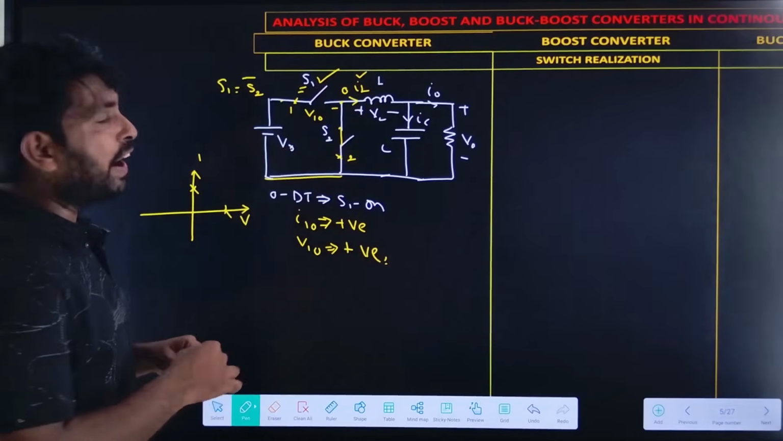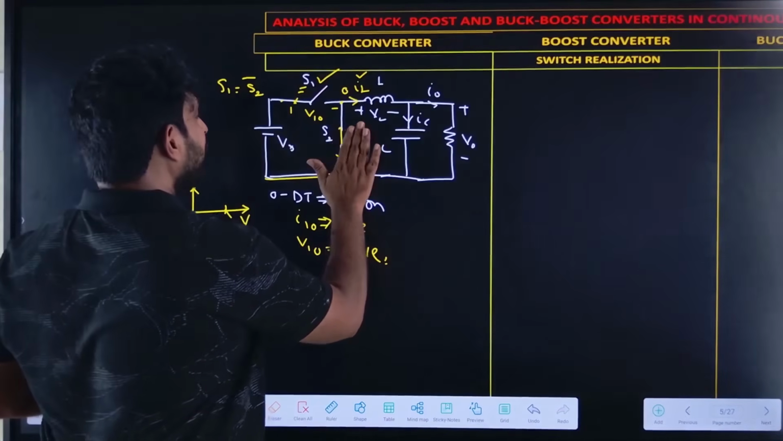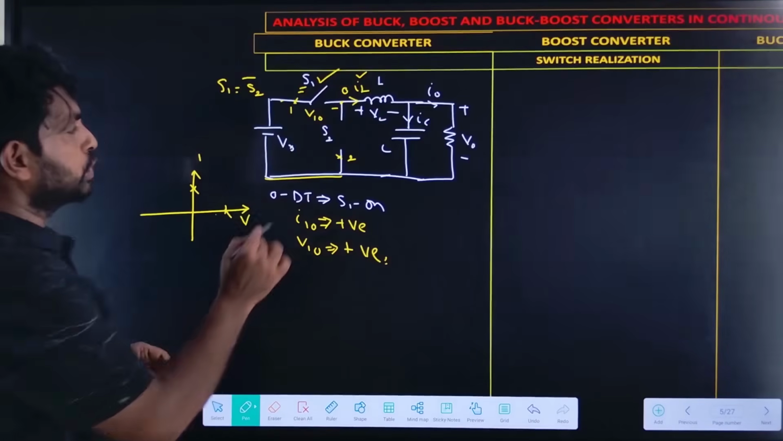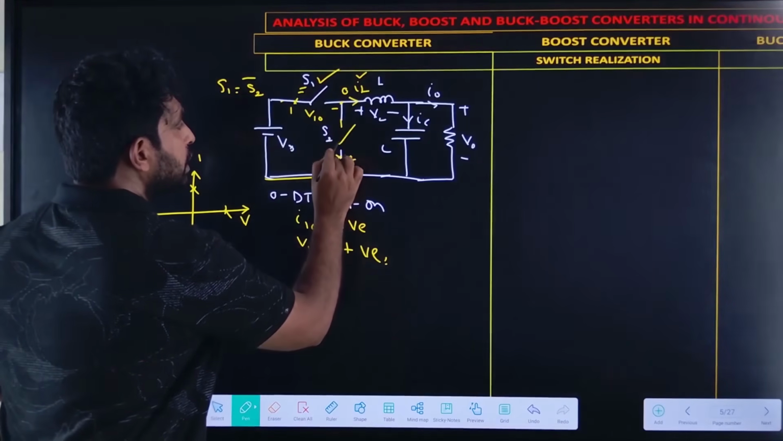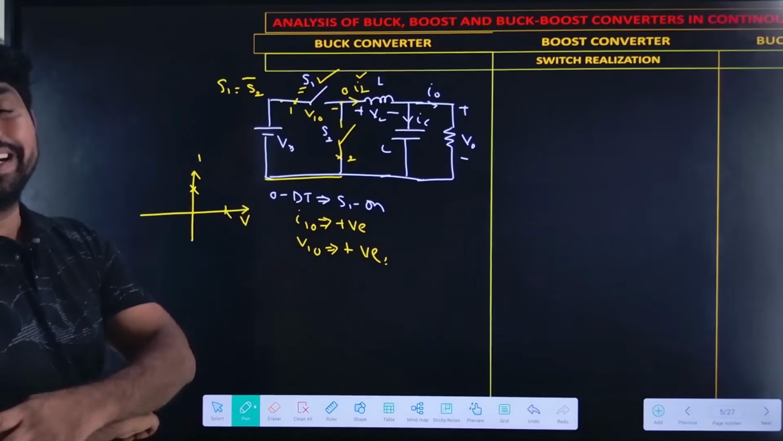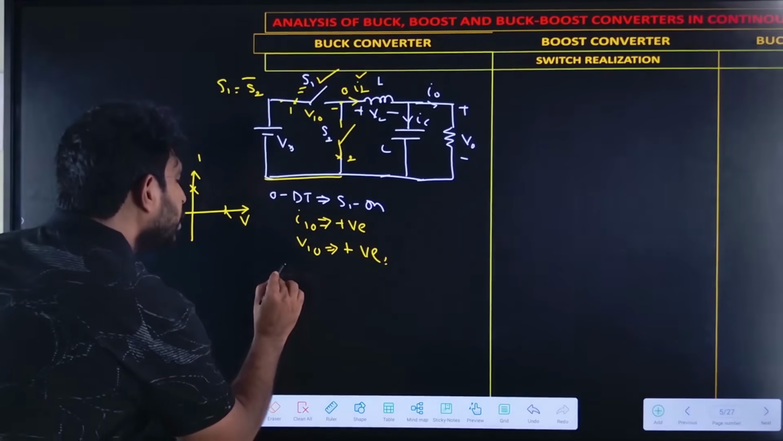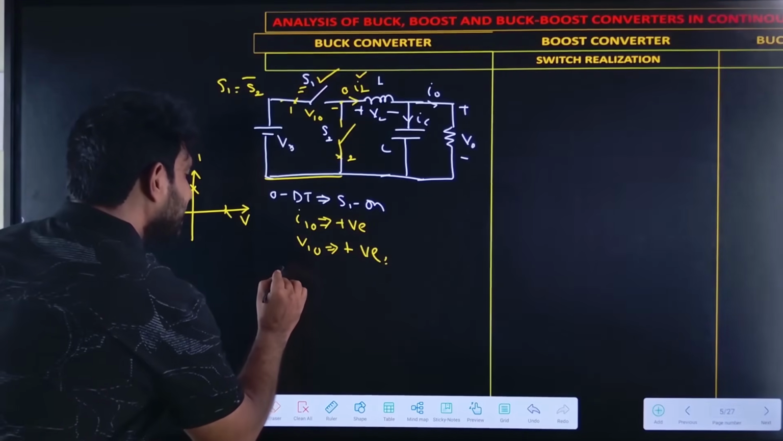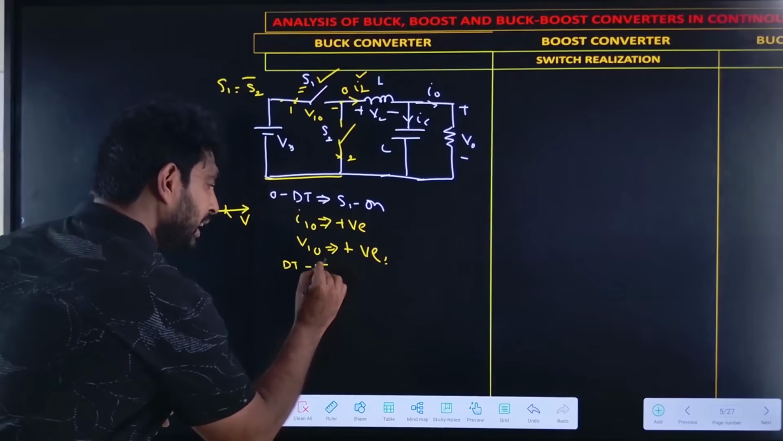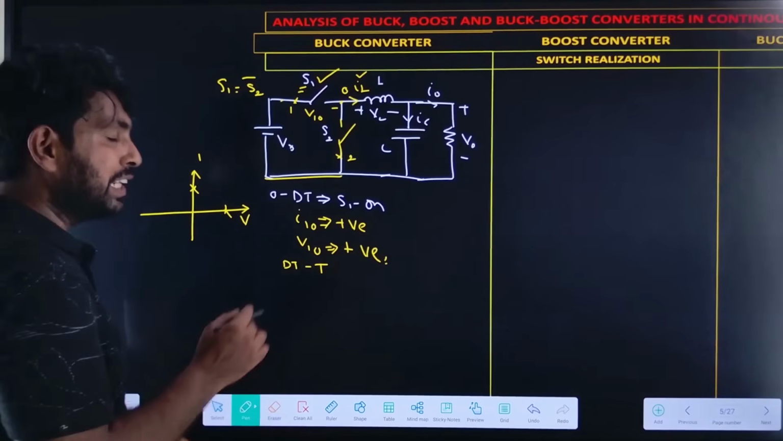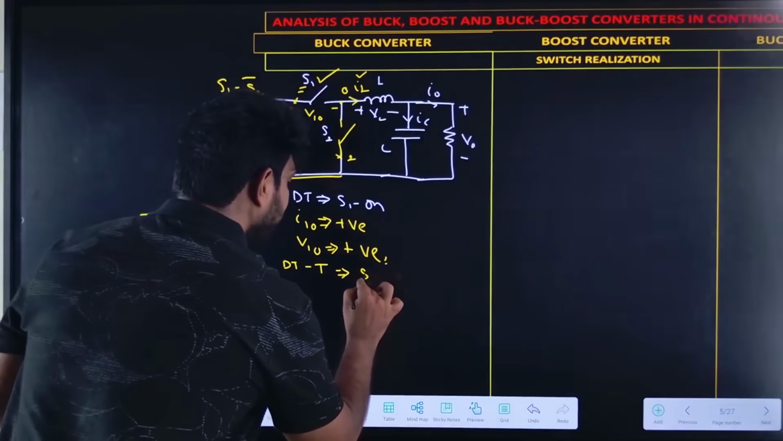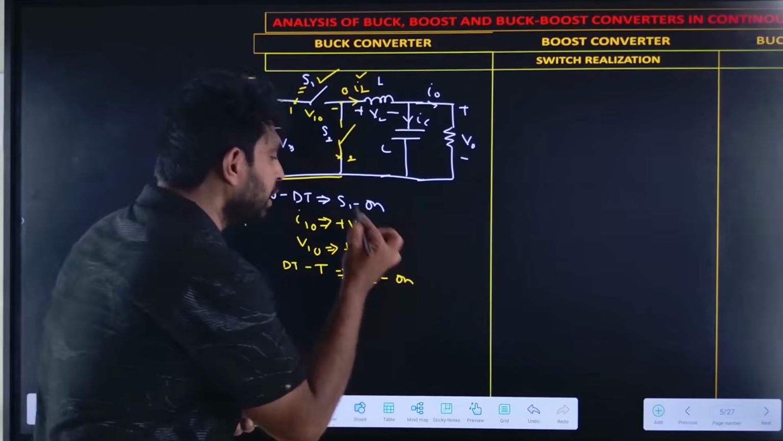Now let us find S2. When will S2 be in on condition? During the period D dash T, that is (1 minus D) into T period, S2 is in the on condition.